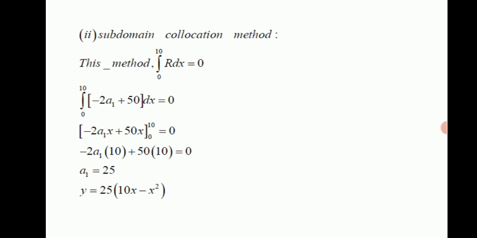Then we want to apply the limits 0 to 10. First we apply the upper limit 10, and after that we apply the lower limit 0. When you apply the limits, we get the same answer in the subdomain collocation method also, that is a1 is equal to 25. So the solution is y is equal to 25 into 10x minus x square.